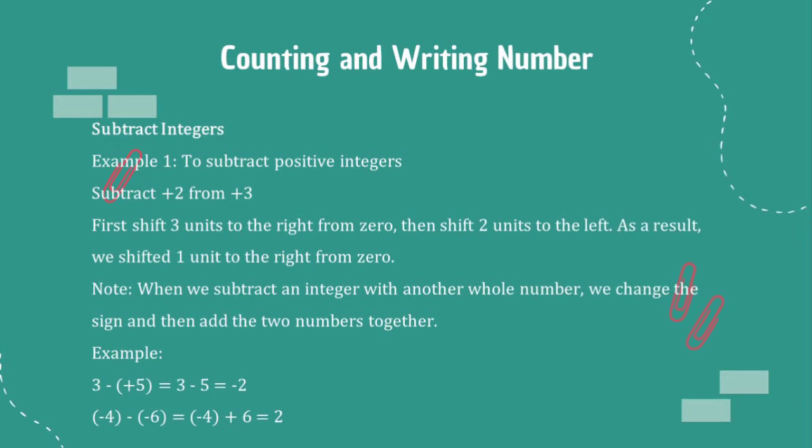Example 3 minus open bracket plus 5 close bracket equals 3 minus 5 equals minus 2. Open bracket negative 4 close bracket minus open bracket negative 6 close bracket equals open bracket negative 4 close bracket plus 6 equals 2.